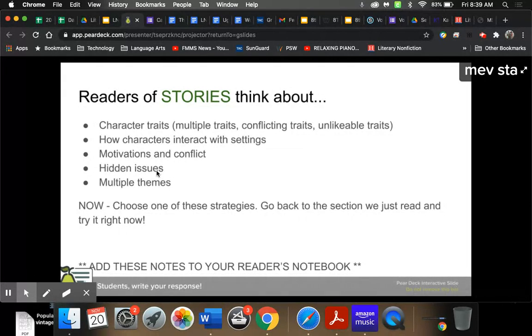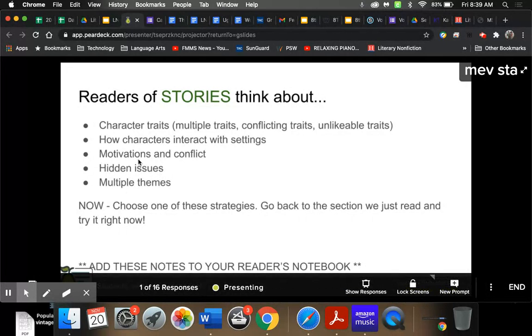And you're going to look at different themes. And remember, themes are the lessons that we learn. So take a second, add this to your notebook, and then we will go back to the section that we just read, and we will take a look at some of these story features and see how it matches.